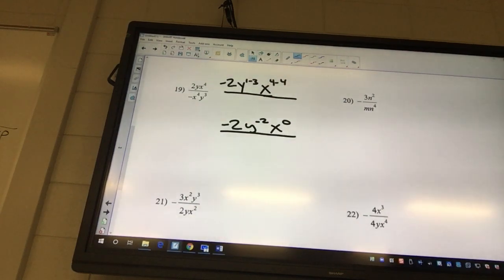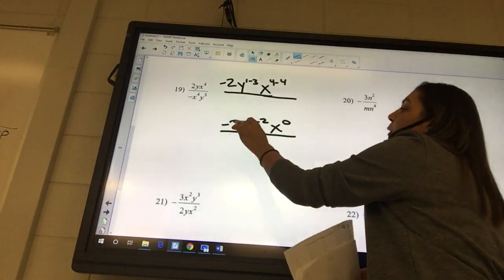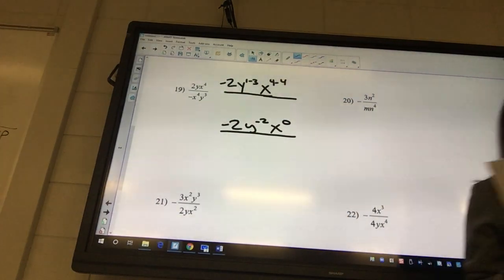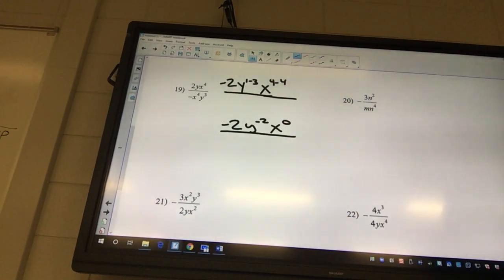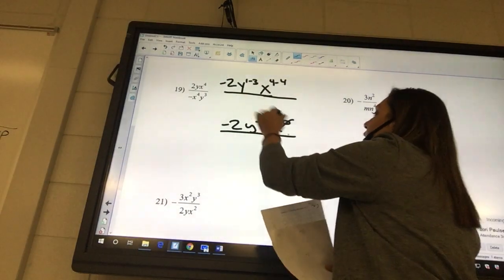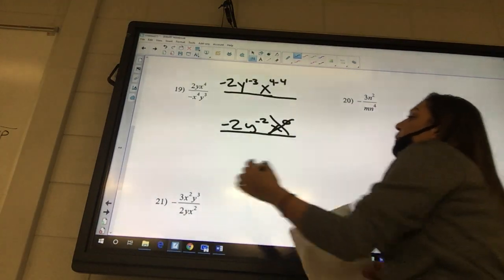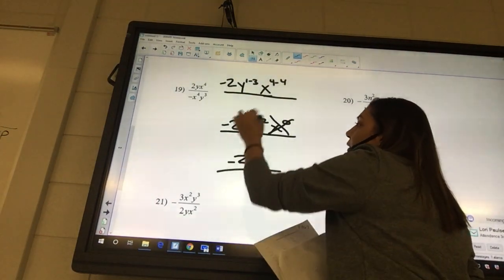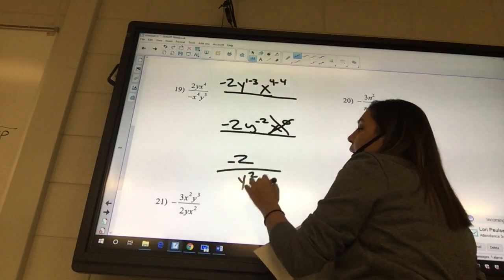What is anything to the 0 power? 1. What really happens to it though? What really happens to a 1? It's not hurt. Nothing really happens, okay? So if I change this to 1, if I multiply negative 2 times 1, what am I going to get? Negative 2. 1 doesn't change anything, okay? So you can kind of just cross this off. We need to move stuff around, and so this y to the negative 2's got to go on the bottom.